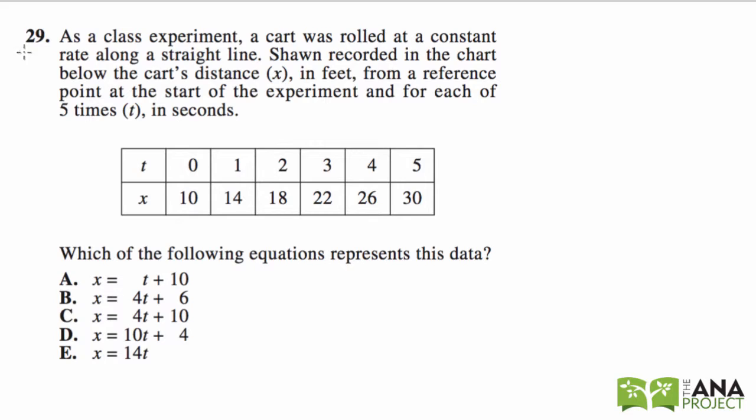Problem number 29. As a class experiment, a cart was rolled at a constant rate along a straight line. Sean recorded in the chart below the cart's distance x in feet from a reference point at the start of the experiment for each of 5 times in seconds. And then here's the chart, and it says which of the following equations represent this data.